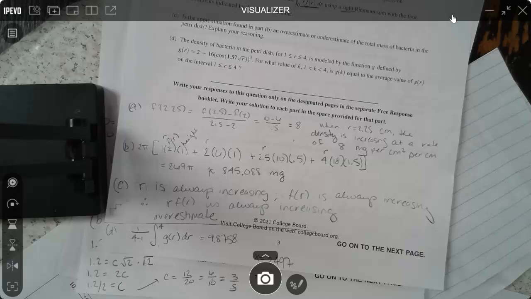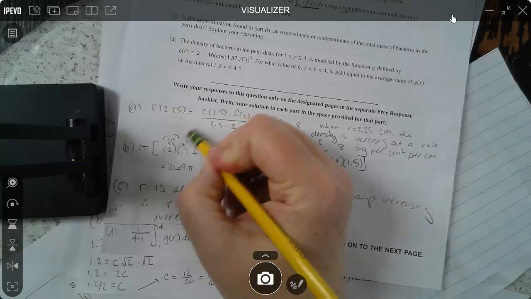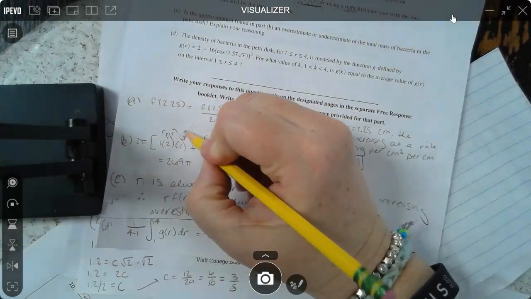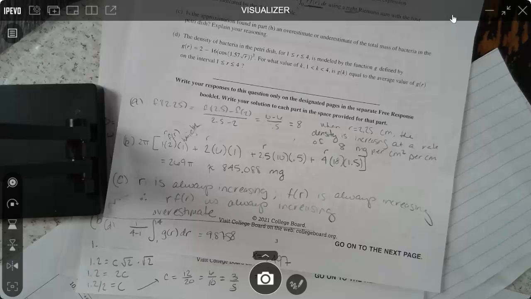Yes. What, you know what I mean, the distance apart. This is the distance apart. So width then. Okay, points on this one. This was only 2 points. 1 point for the right Riemann sum, 1 point for the answer.